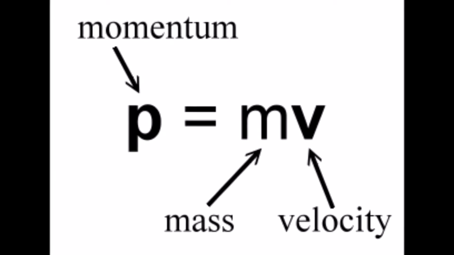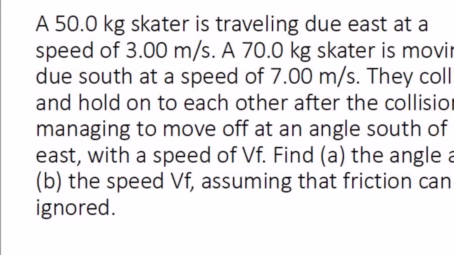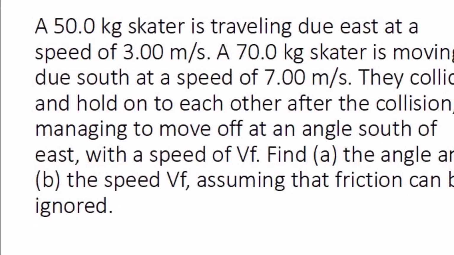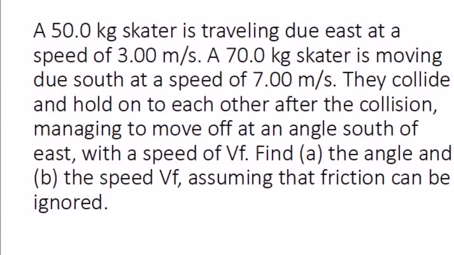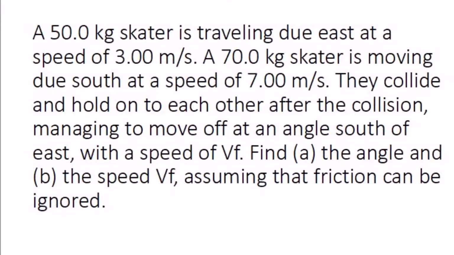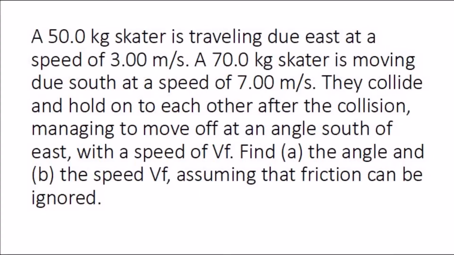Now, let's consider this problem. A 50.0 kg skater is traveling due east at a speed of 3.00 meters per second. A 70.0 kg skater is moving due south at a speed of 7.00 meters per second. They collide and hold on to each other after the collision, managing to move off at an angle south of east with a final velocity. Find the angle and the speed, assuming that friction can be ignored.